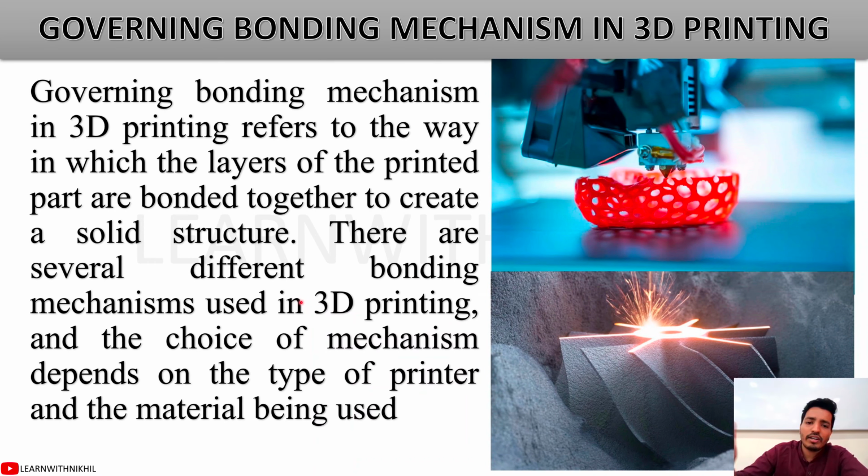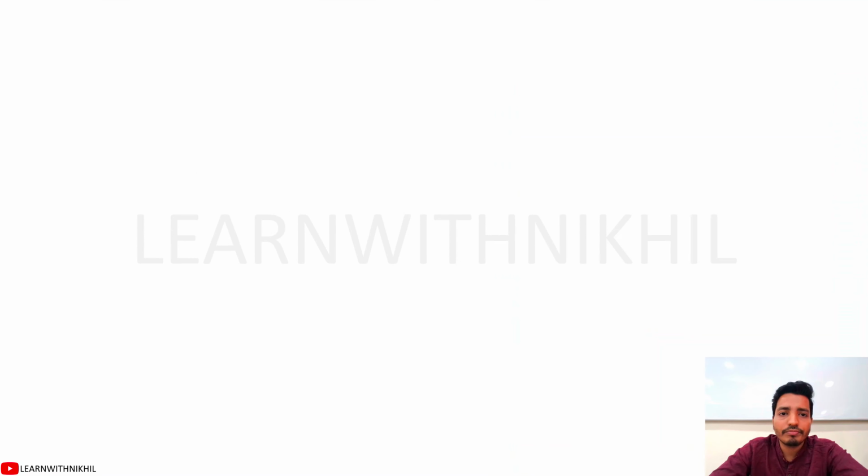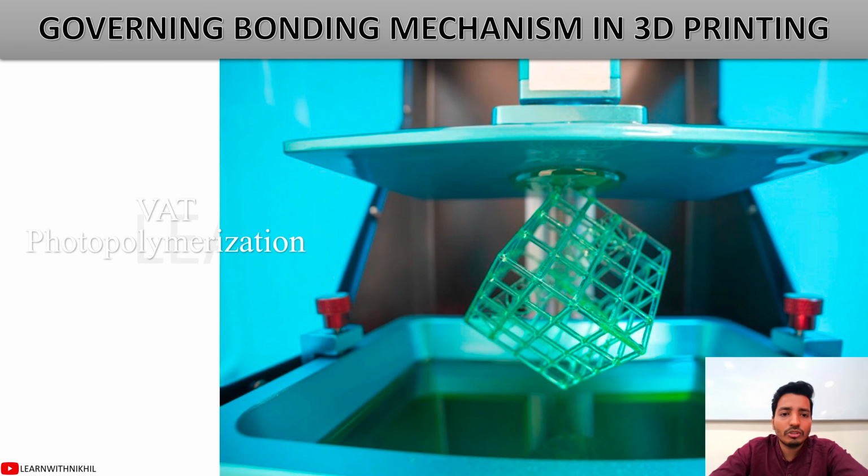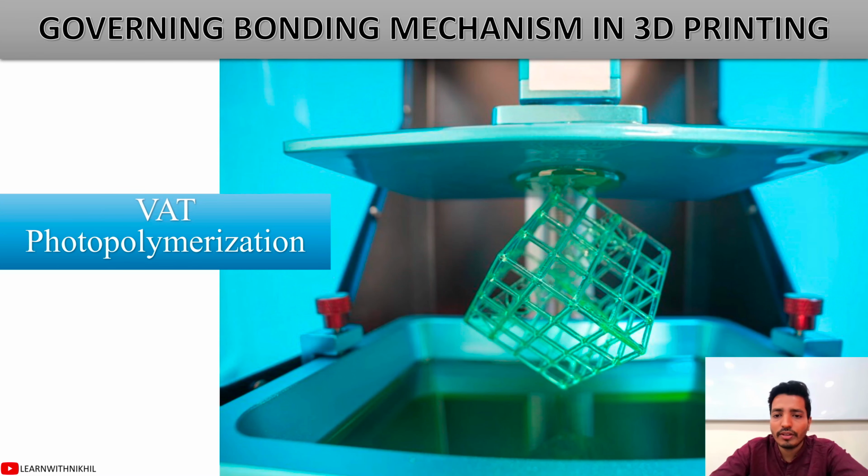There are several different methods of bonding in 3D printing. You have seen different types of 3D printers; those are the different types of bonding mechanisms. So this is material extrusion, stereolithography, photolithography. These are different types of 3D printers which can be used as a bonding mechanism in 3D printing. This is VAT photopolymerization. You have already seen, I've explained. This is the liquid resin. So this is how the objects are bonded together.